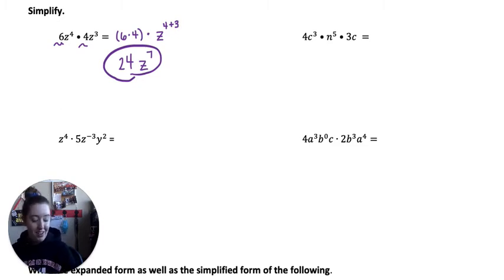All right, on this next one, we're going to multiply our normal numbers together. So 4 times 3.